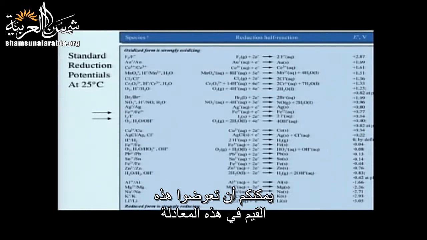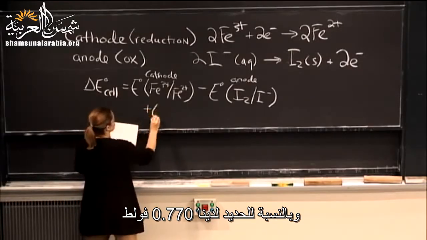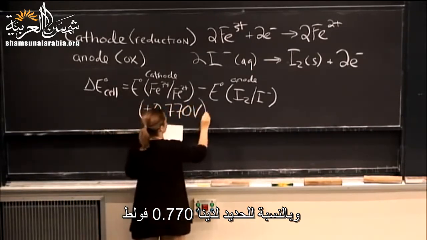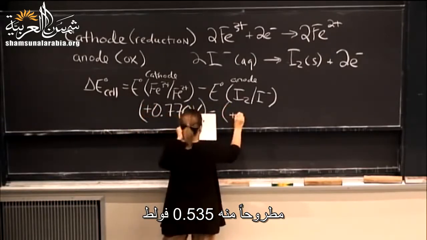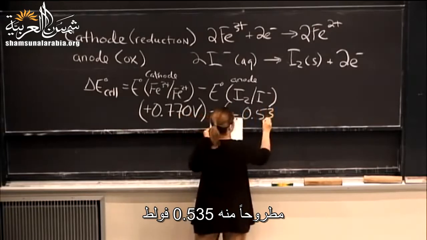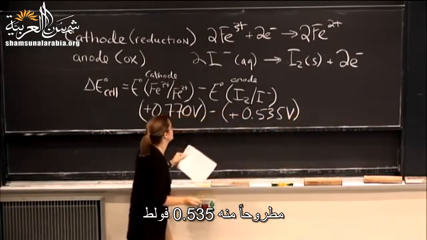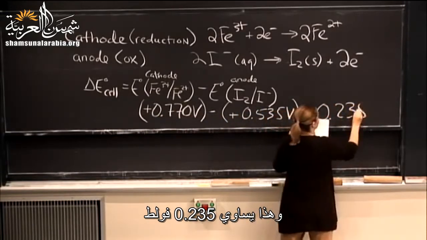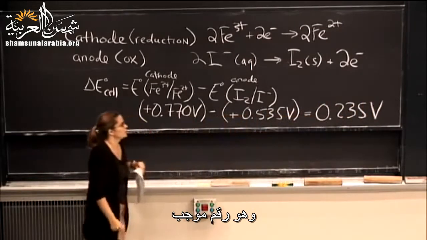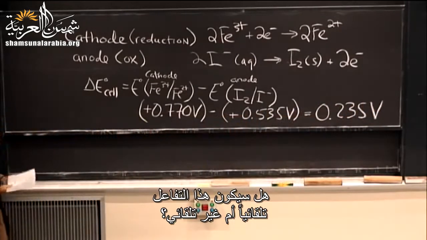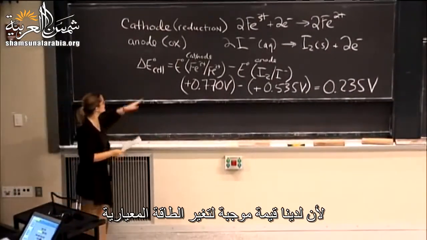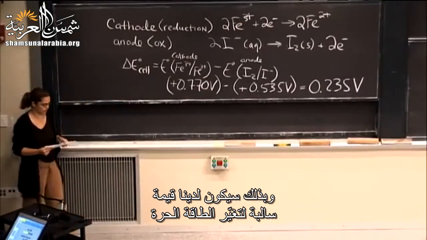Then we can plug in those values. So for iron, we have plus 0.770 volts minus plus 0.535 volts. And that's going to equal 0.235 volts, which is a positive number. So what would be true about this reaction in terms of it being spontaneous or non-spontaneous? Right, so it would be spontaneous because we have a positive value for delta E, so we'd have a negative value for delta G.